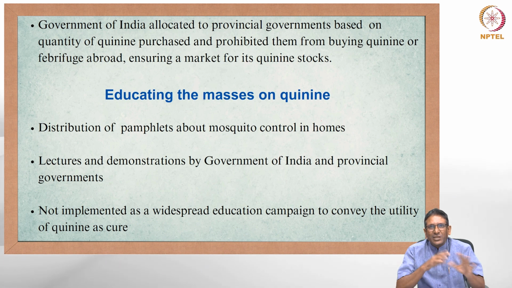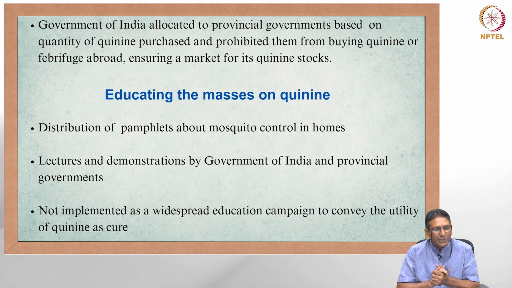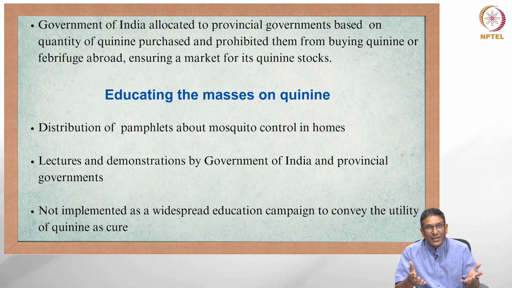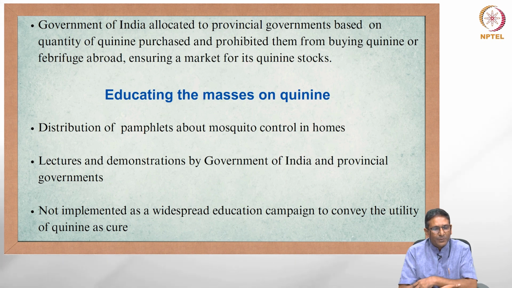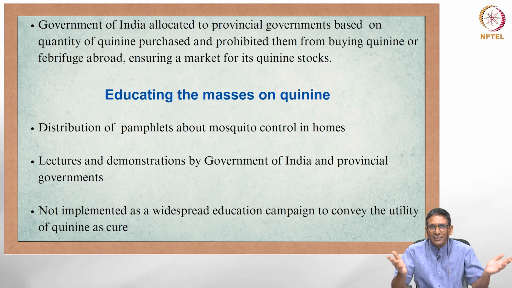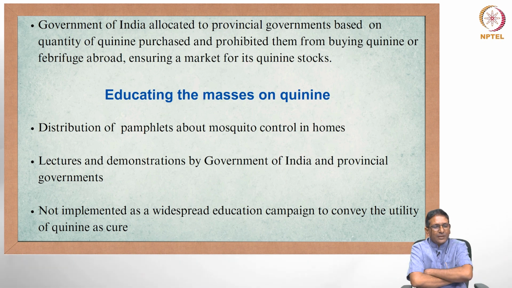But that is one level. Then, how effective was quinine itself and the policy of taking it to people on the ground? That was a different question. For that, some measure of education needed to be done, as was done in some other cases we have seen. So here also, through some means like the distribution of pamphlets about mosquito control when the mosquito connection became evident.